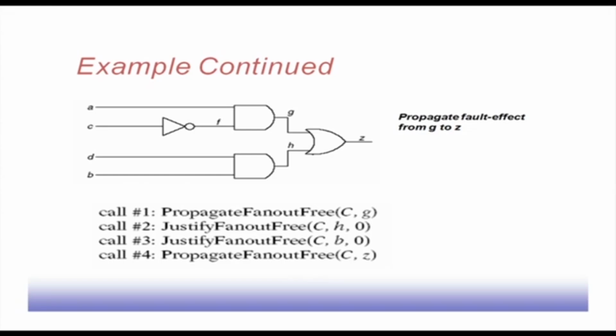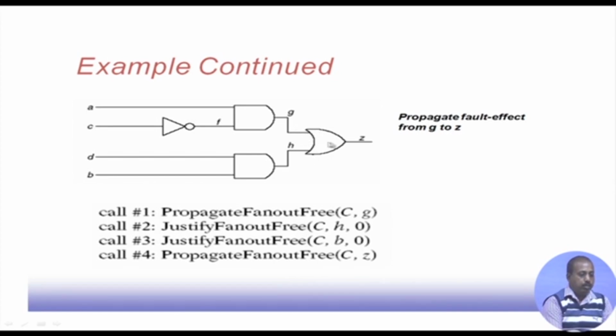So, we will continue with the propagation process. We need to propagate this faulty point, the fault of G, to the output Z. So, it will call this propagate fan out free C G. G has to be propagated. It will see that for propagating G there is only one fan out, so naturally we need to consider that point.